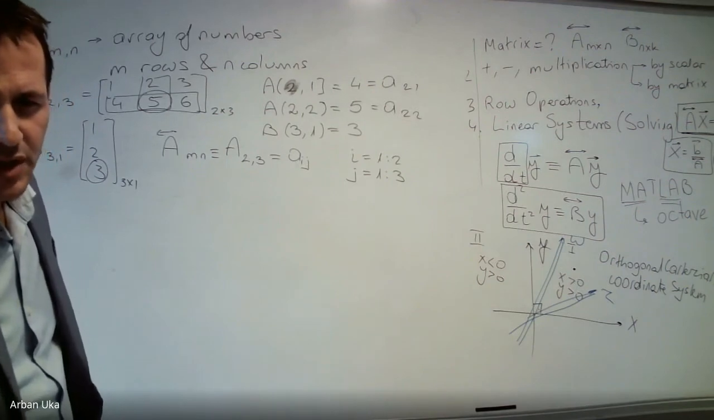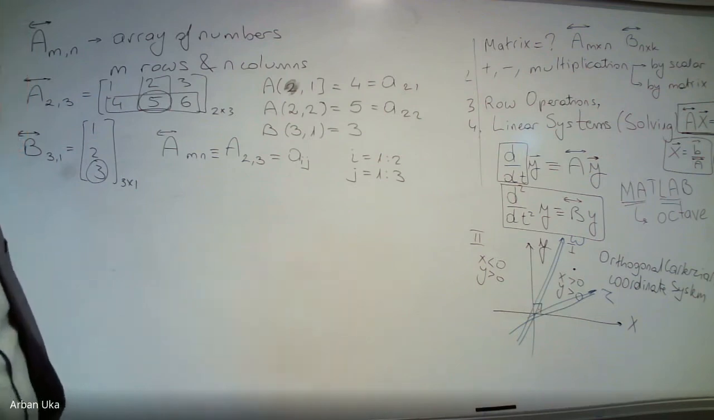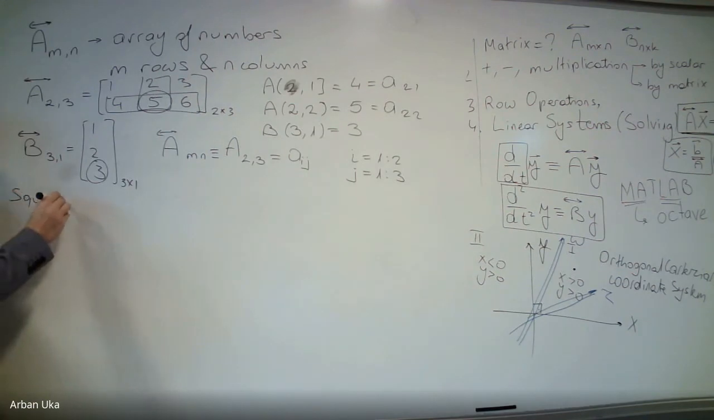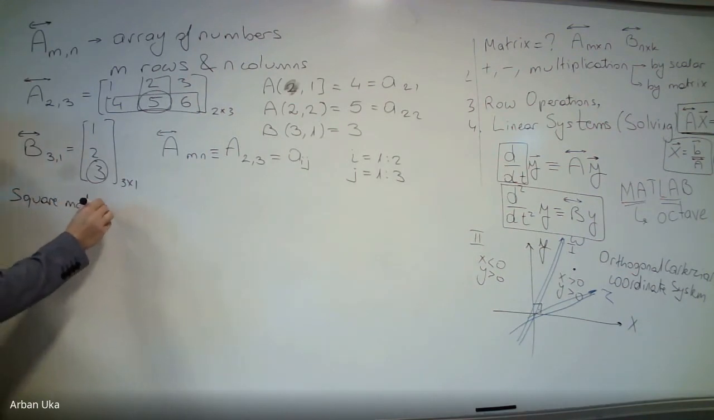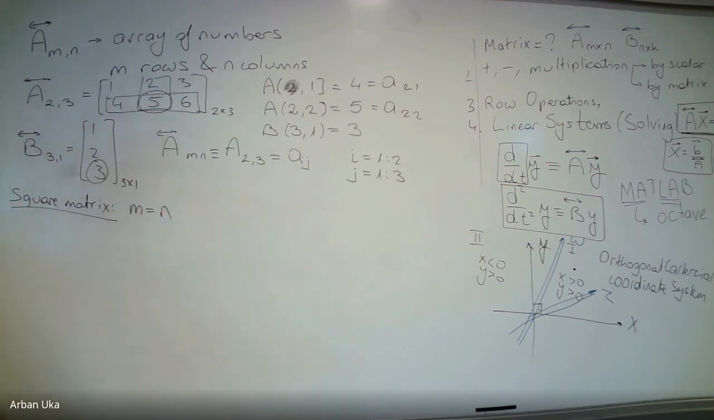So Aij is the entry in the ith row and the jth column. Now, among many definitions, let's first talk about square matrices. A square matrix is a matrix where M is equal to N. Once the number of rows is equal to the number of columns, it is a square matrix.